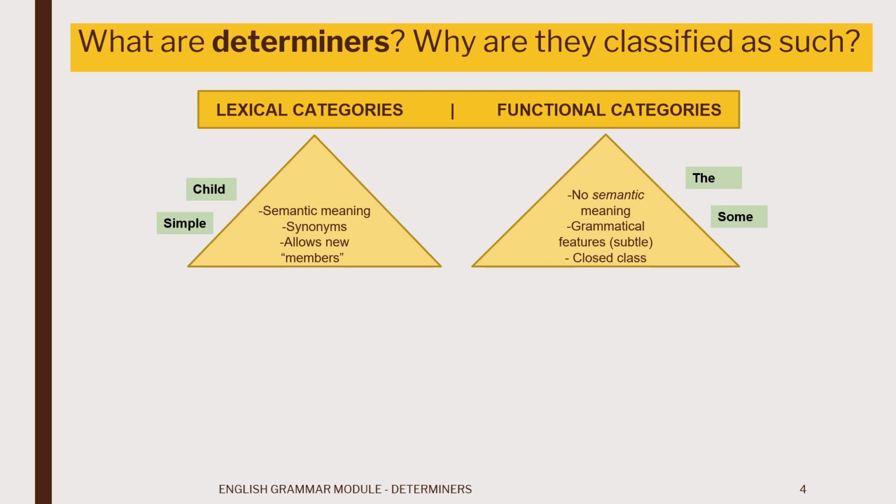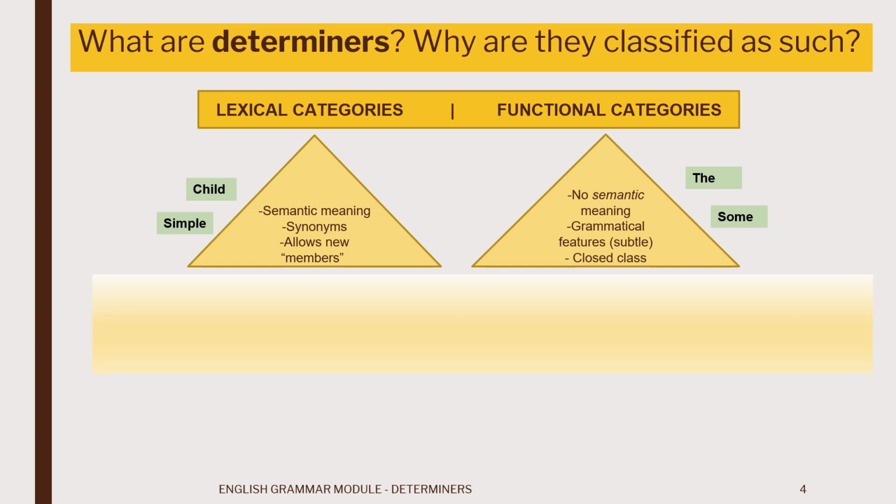So functional categories refer to a closed class. No new members can be added to the class of functional categories. For example, if you look up the word some in the dictionary, you will not get the same type of definition as when you look up a lexical category. So to describe or to define a functional category in the dictionary, you need to use grammatical terminology.